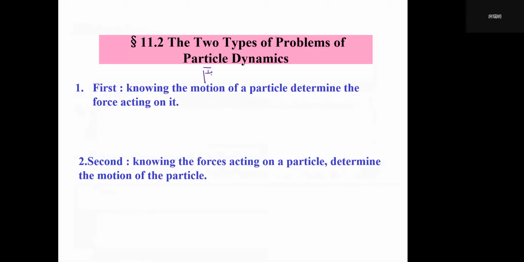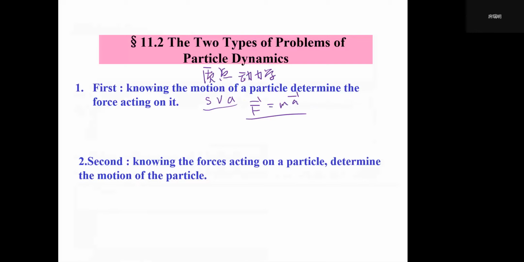Let's say these are the two types of problems of particle dynamics. 质点动力学: particle means 质点, dynamics means 动力学. The first is knowing the motion of a particle, that means maybe we know S, V, A. This is displacement, velocity, and acceleration. Let us determine the force acting on it. It's easy, we just use F equals M times A.